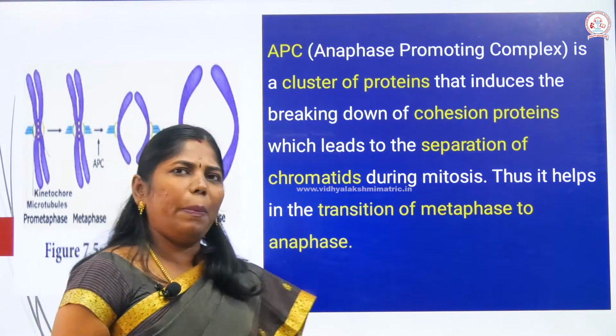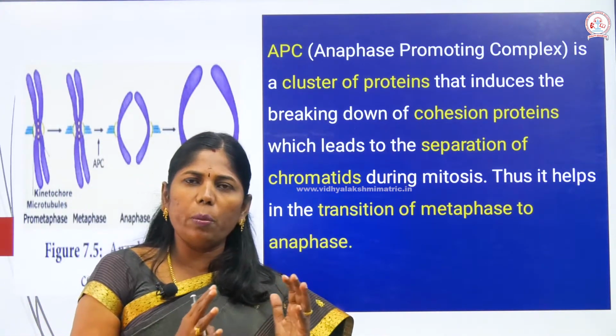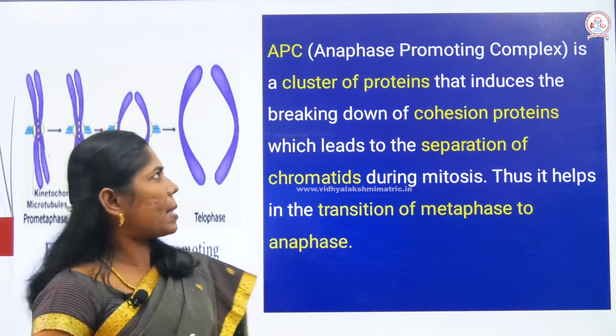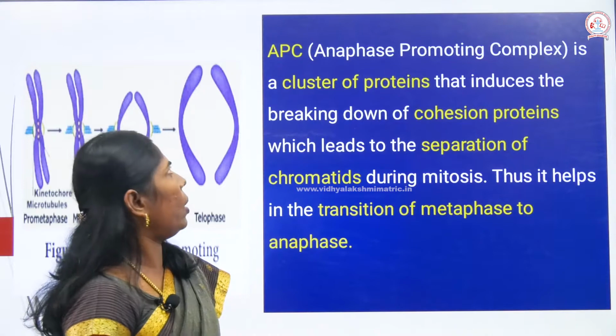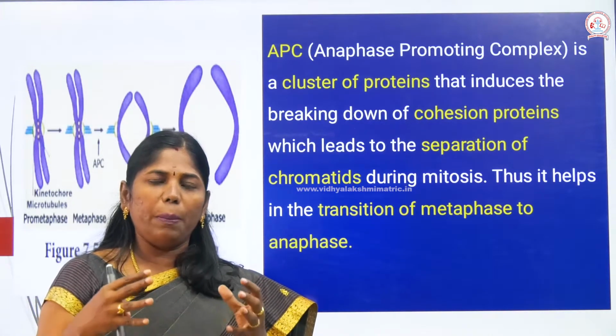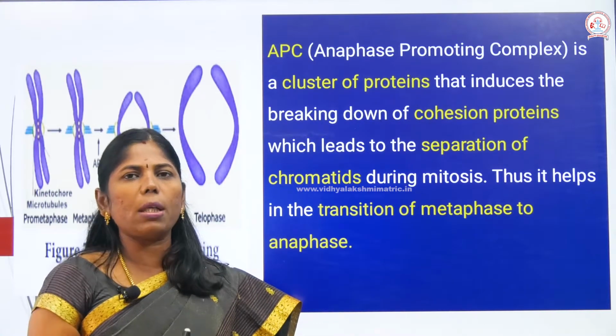So what is in the APC? APC, this is very, very essential for the movement in anaphase. It is a very important protein complex. Okay? So anaphase promoting complex. It promotes, it triggers anaphase. It's very important for the movement of the chromosomes towards the opposite pole.